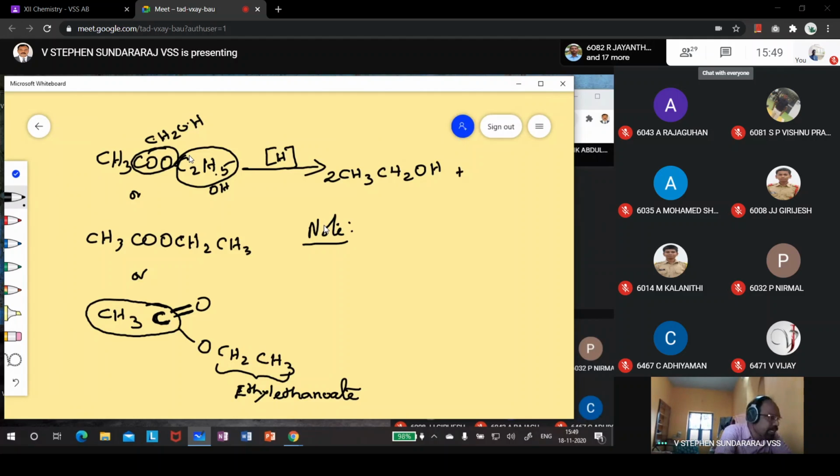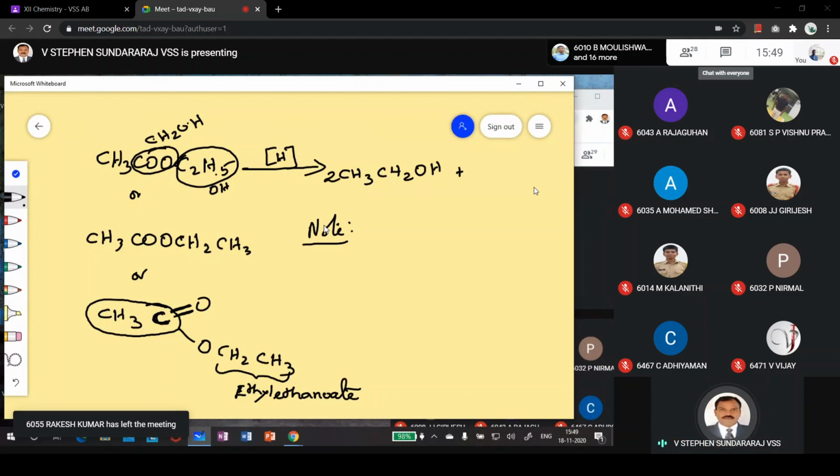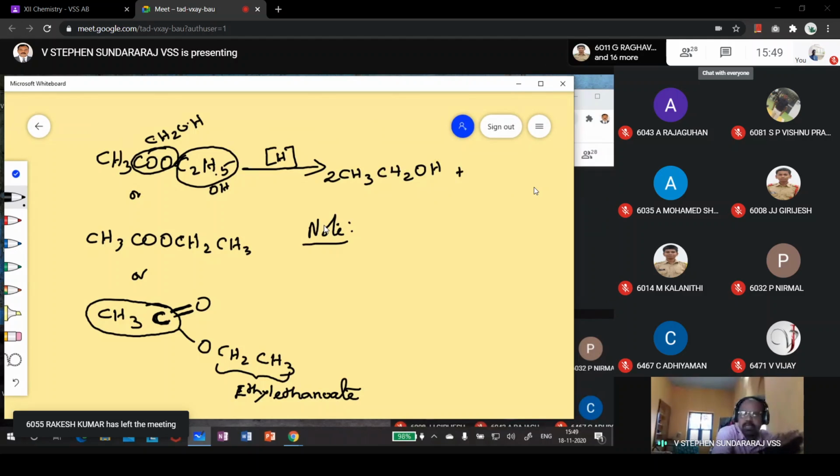Carboxylic acid gives a good yield with lithium aluminum hydride, LiAlH4. Why am I giving this note? Not for simply wasting time. This will definitely be helpful for theory questions. Otherwise you would only see the equation alone, but every time in the board exam, theory questions are asked. So wherever I give a note, that point will be useful for writing the answer.